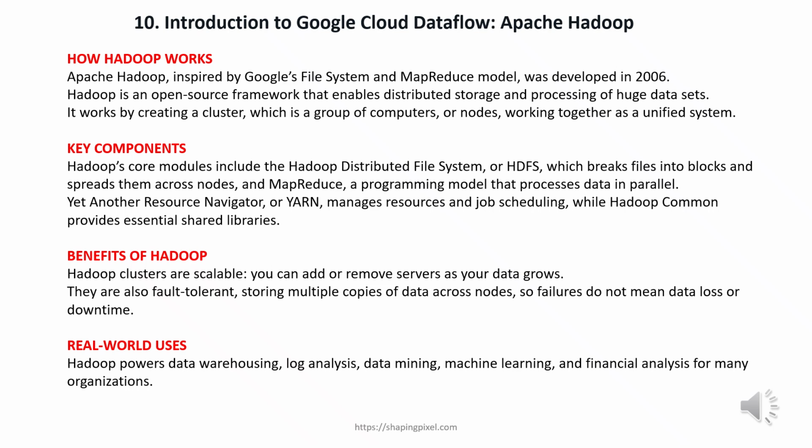It works by creating a cluster, which is a group of computers, or nodes, working together as a unified system. Hadoop's core modules include the Hadoop Distributed File System, or HDFS, which breaks files into blocks and spreads them across nodes, and MapReduce, a programming model that processes data in parallel. Yet Another Resource Navigator, or YARN, manages resources and job scheduling, while Hadoop Common provides essential shared libraries.